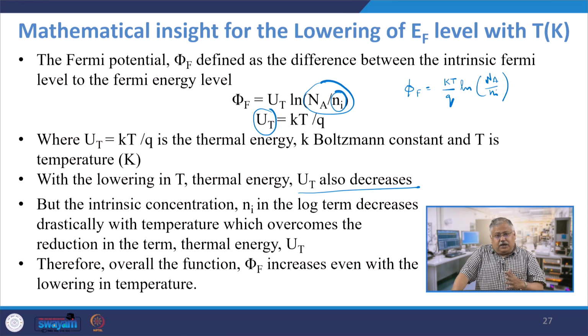What we have seen is that because of much larger fall in the value of Ni, the natural log of Na by Ni increase is much larger as compared to UT decrease, and therefore phi f actually starts to increase. Starts to increase means it is pushed down and down below the Fermi level. So please take this into consideration while discussion is going on, that there are two opposing forces, UT and Ni, and therefore phi f will actually be increasing with respect to lowering of temperature.